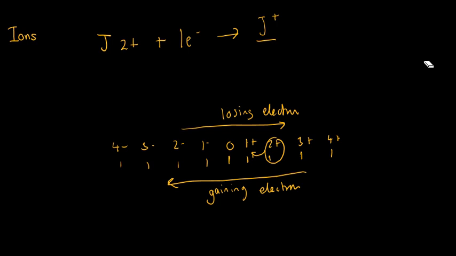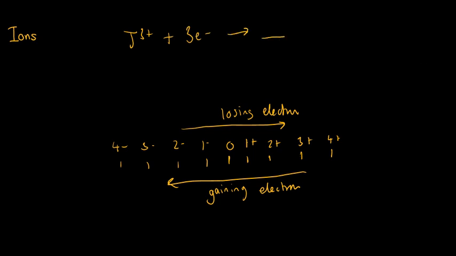Okay, let's have a look at another one. Let's say, for example, I had J 3+, and I added 3 electrons. What's going to be the outcome? Well, J 3+, and I'm adding 3 electrons, so I'm going down 3 steps, and that's going to go to 0, meaning no difference between the number of protons and electrons, so therefore I'm just going to write J.